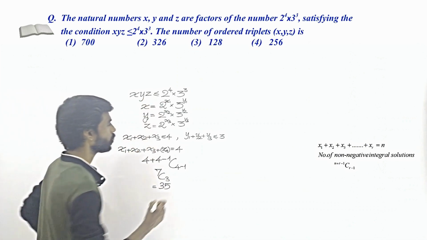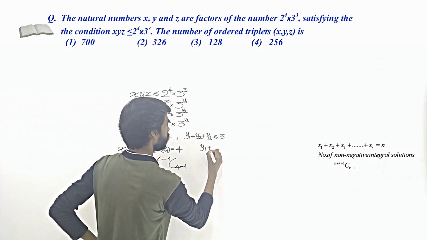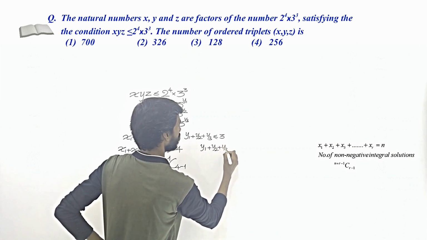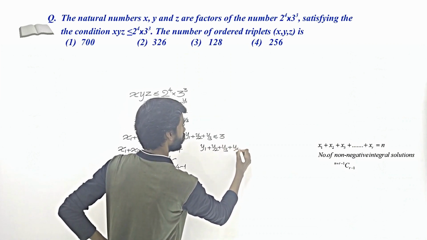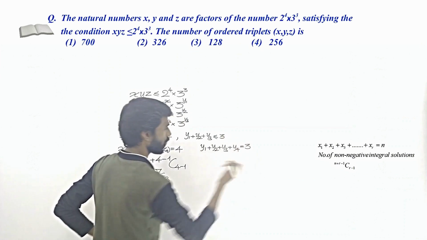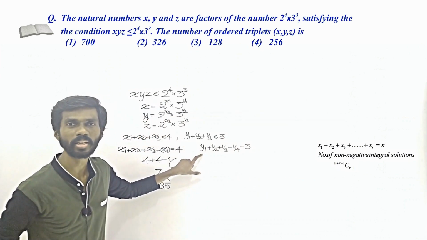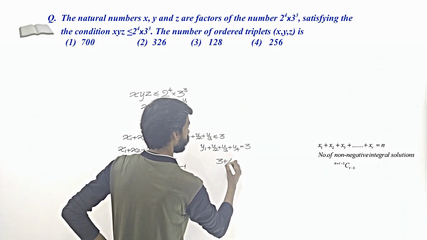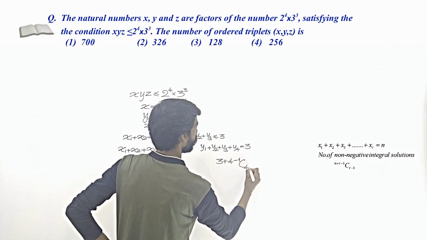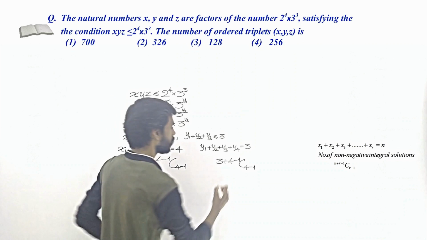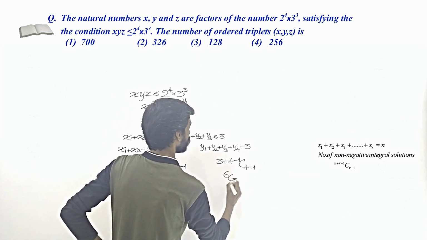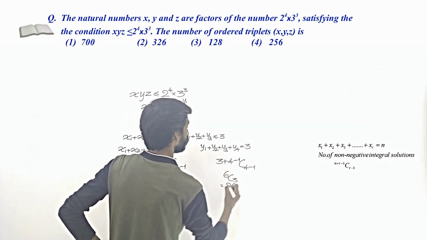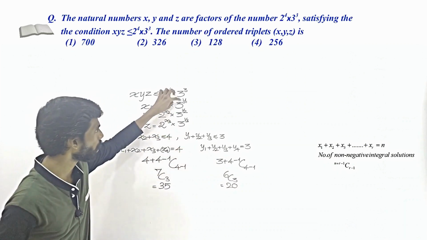Now similarly, for y1 plus y2 plus y3, we add some value y4 to make it equal to 3. So this is again a similar equation, so use the same formula to find the number of solutions. This is 3 plus 4 minus 1 c 4 minus 1. Okay, so this is 6c3, so this has value 20. So 20 is the number of ways we can give values to y1, y2, y3.